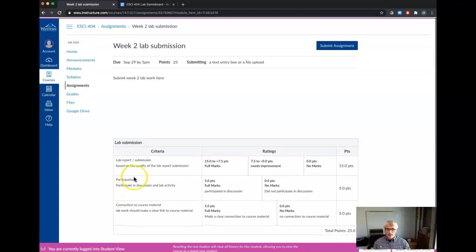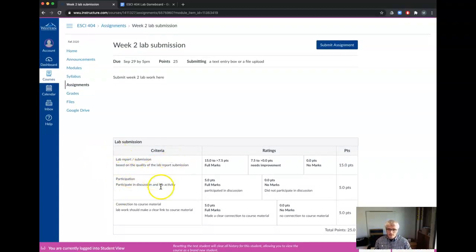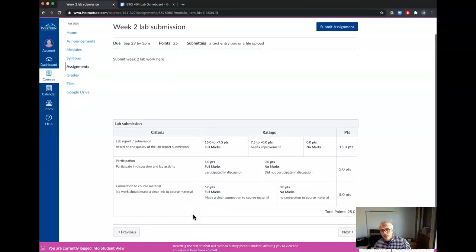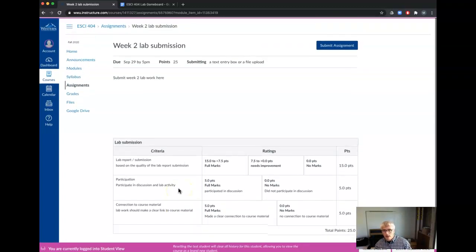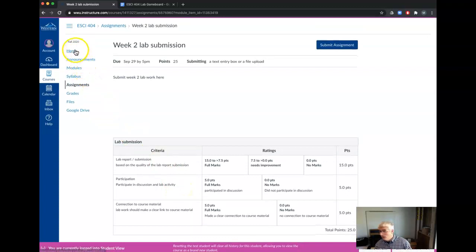So for full points, do a decent lab write-up, participate, and make some connection. It should be relatively straightforward. We'll go through it the first week and then talk about deviations around that.